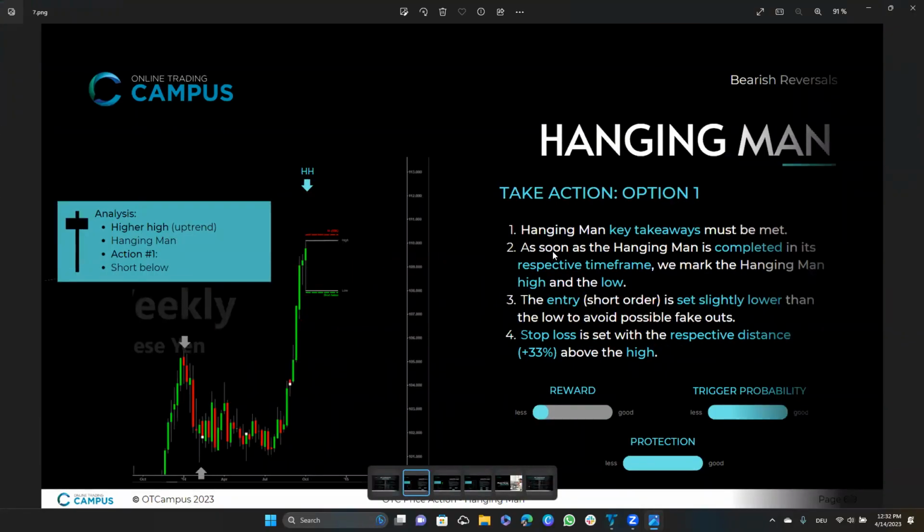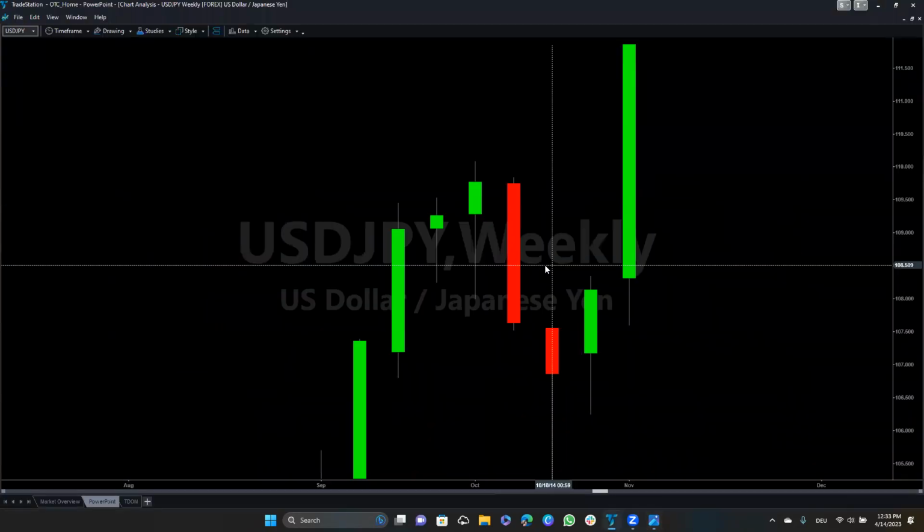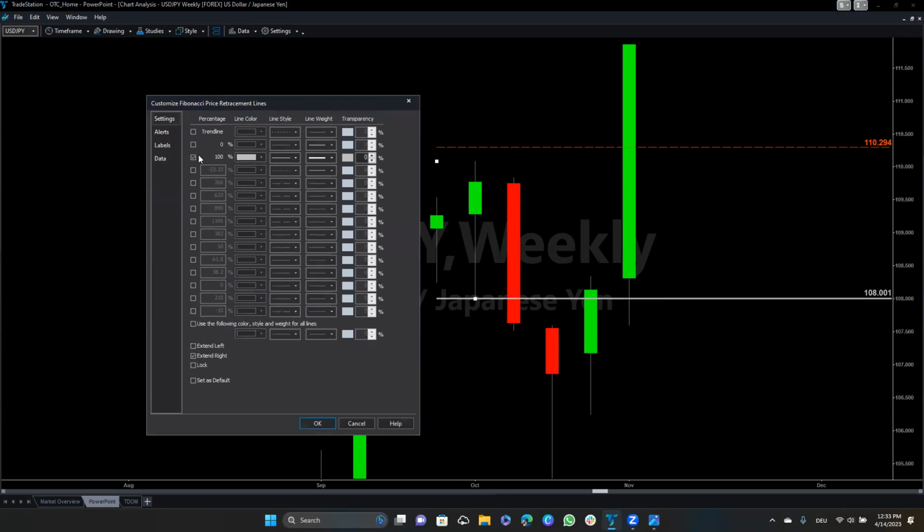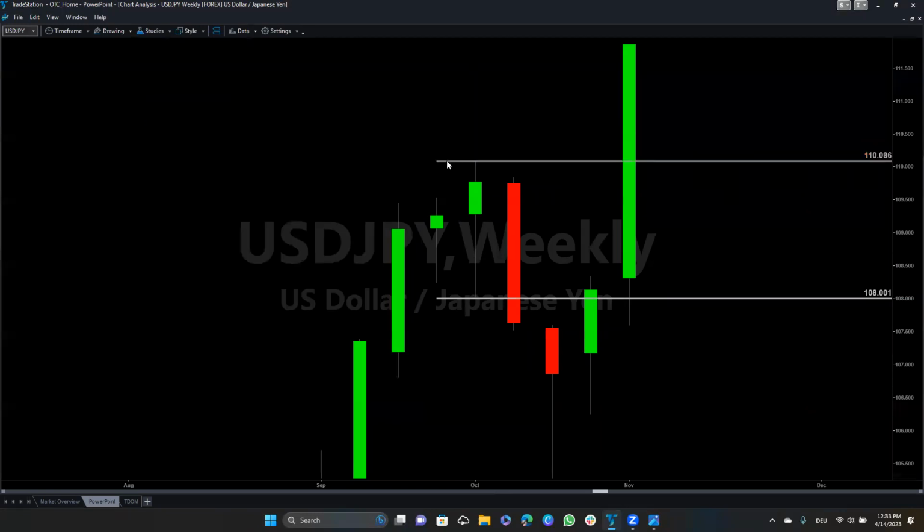As soon as the hanging man is completed in its respective time frame, we mark the hanging man high and low. Let's do this here together. Okay, snap mode is on for the best. So that means the high and the low. The high is 110.083. The low is 108.11001. Sorry.